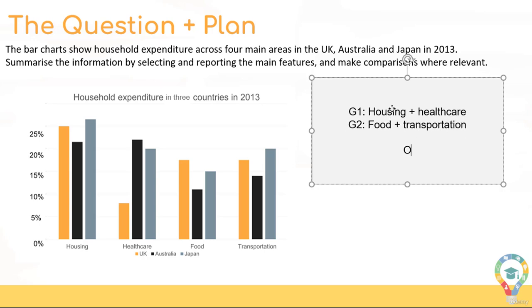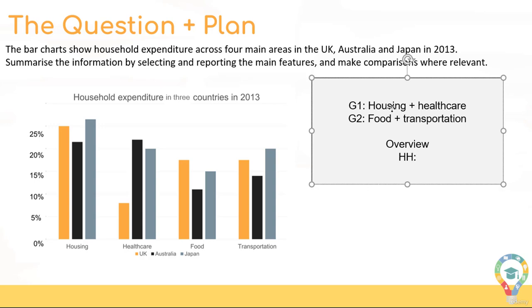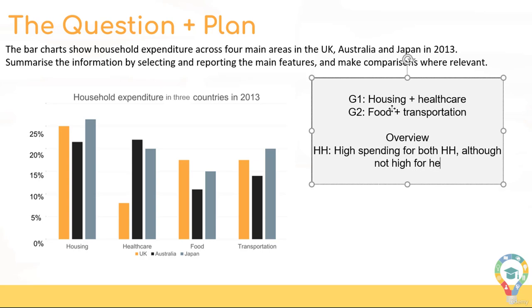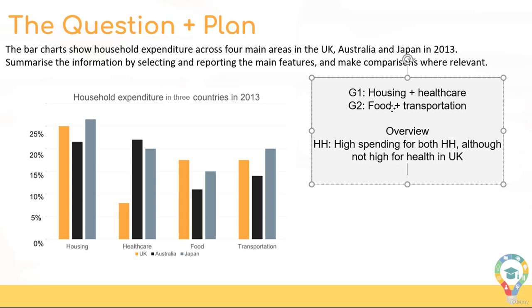Okay. So for the overview, let's have HH for housing and healthcare. And we'll say overall, we can say high spending for both HH, housing and healthcare, although not high for health in UK. That's quite long, but that's okay. It's not going into too much specific detail, which we don't want in the overview.